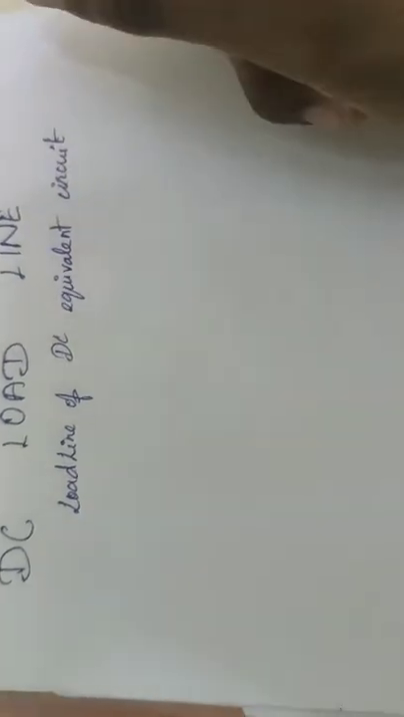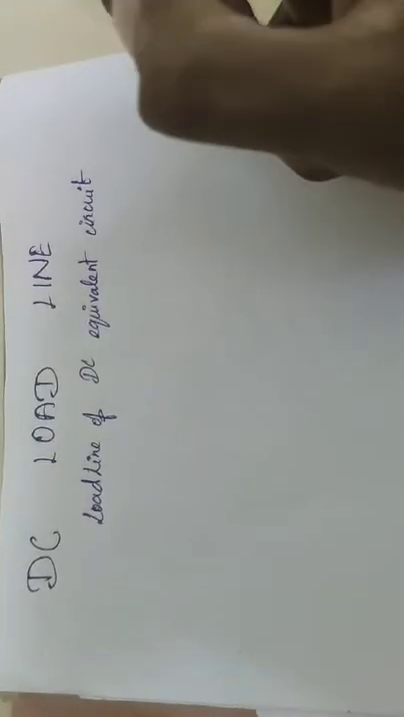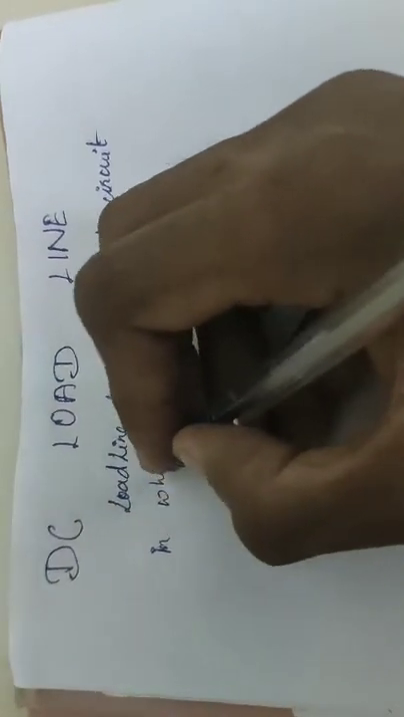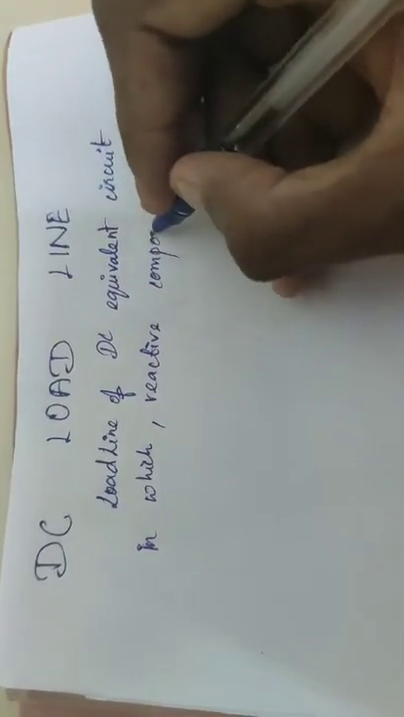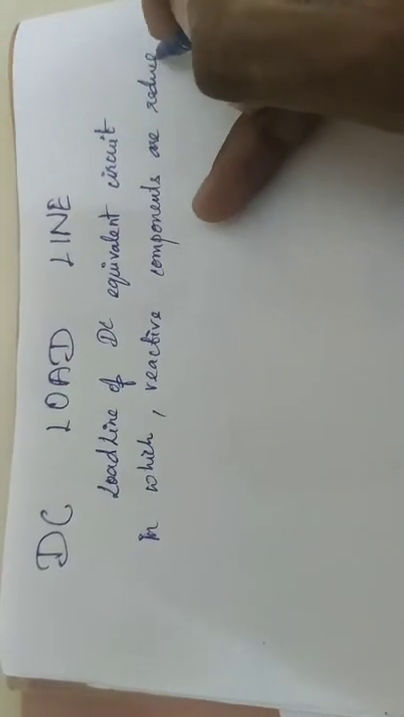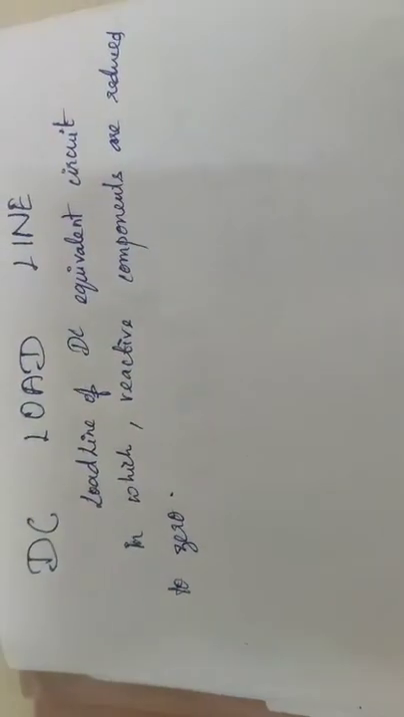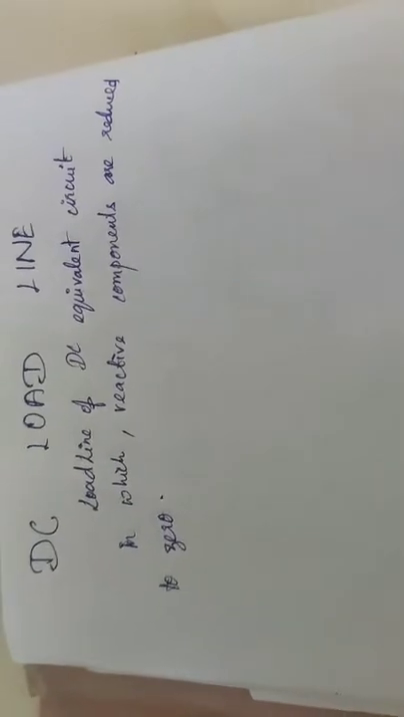An important property of a DC load line is that all the reactive components are reduced to zero. Okay, I have now told the definition. It is a load line of a DC equivalent circuit, and the reactive components are reduced to zero.